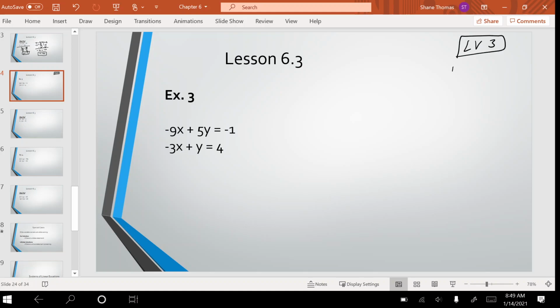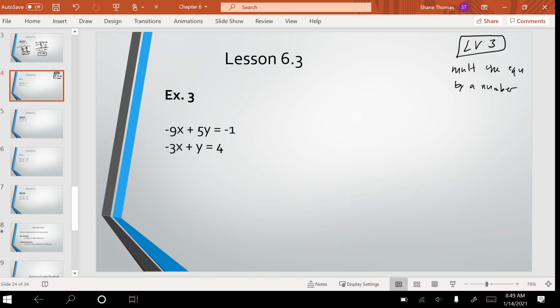So level 3, in this case, you have to multiply one equation by a number. Okay? So the last one, all we had to do in a level 2, we had to multiply one of the equations by a negative 1 because we had the variables the same, but we didn't have one positive, one negative, right? Now this one here, I don't have any variables the same. My x's, 9 and 3. My y's are 5 and y.